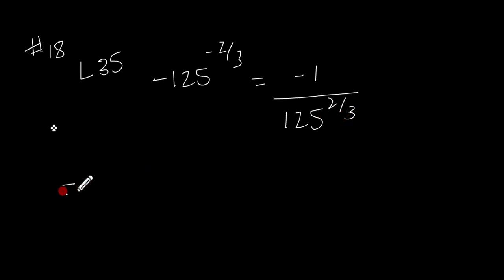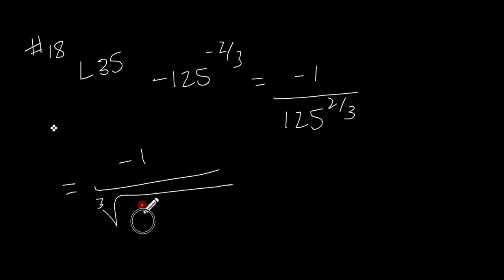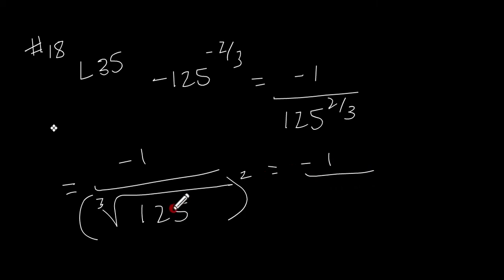All right, so fractional exponents. The one on the bottom goes on the seat, which would be the 3. The 125 goes underneath, and then the 2 would square this whole thing. Well, the cube root of 125 is 5, and then we have to square it. It's going to stay positive. We're only squaring the positive part, so we're going to get -1 over 25, and that's your final answer.